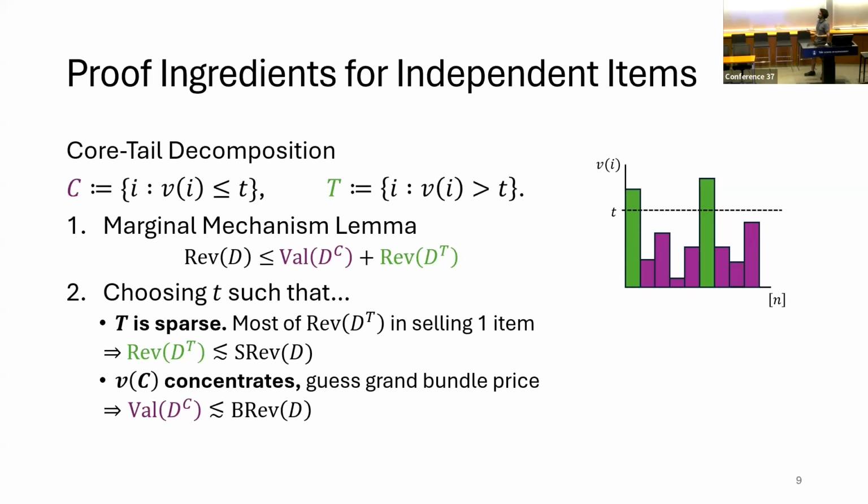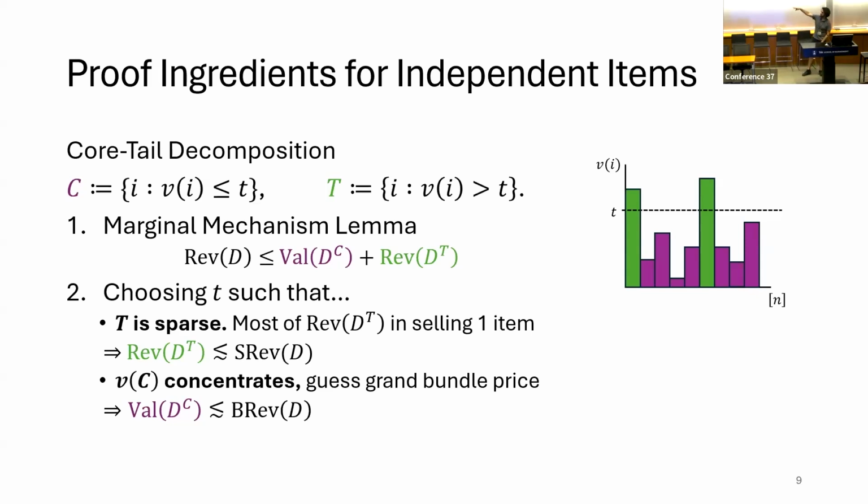Most of these independent item results showing that revenue is bounded up to a constant by SRev and BRev come from this core tail decomposition approach. Essentially, we partition the item set into a core set consisting of low-value items and a tail set consisting of high-value items. This partition helps us because of the so-called marginal mechanism lemma, which allows us to bound the optimal revenue by the sum of the value of the core and the revenue from the tail.